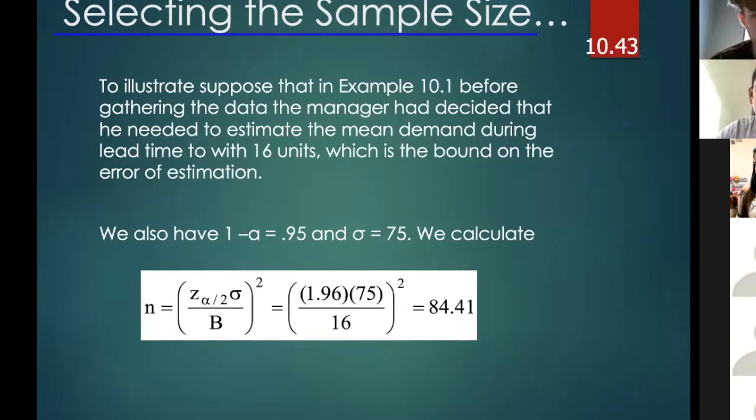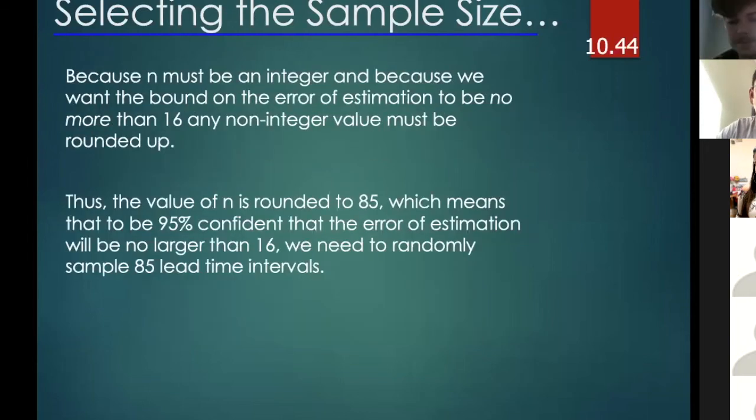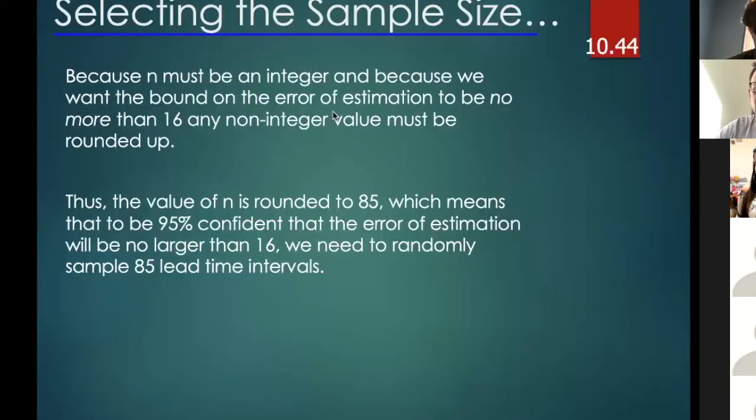Here's an example to illustrate. Suppose that in example 10.1, before gathering the data, the manager had decided that he needs to estimate the mean demand during lead time with a bound on the error of estimation of 16 units. N must be an integer, and we want the bound on the error of estimation to be not more than 16.